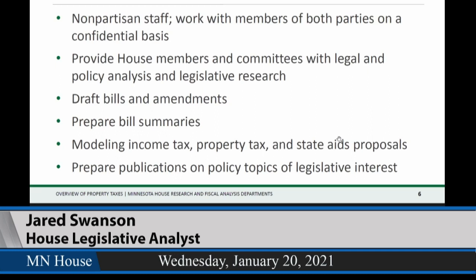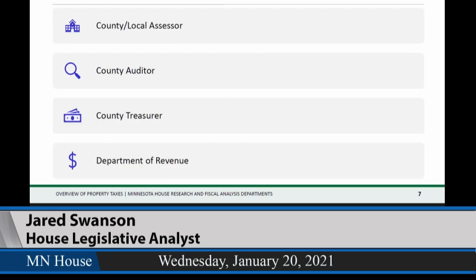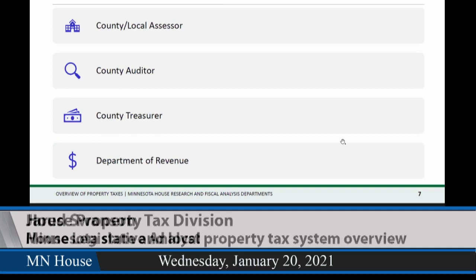So we're going to take a look at an overview of property taxes. And what I'm going to cover on the next few slides will include how property taxes are administered and calculated. We'll go over some of the features of the property tax system in Minnesota, and we'll talk about how the state provides some property tax relief to taxpayers.